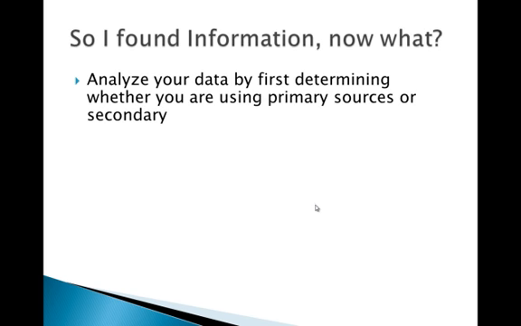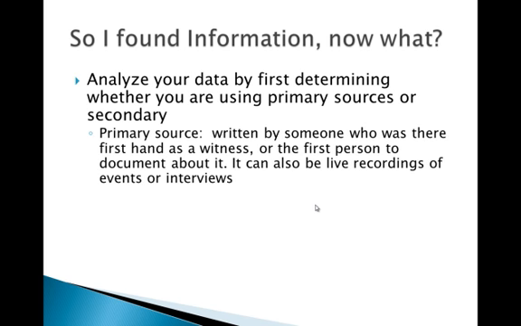So I found information. Now what? Analyze your data by first determining whether you're using primary sources or secondary sources. A primary source is written by someone who was there, firsthand as a witness, or the first person to document it. It can also be live recordings of events or interviews. For instance, if we're talking about World War II, an interview with somebody who is a World War II veteran is a primary source. You're getting information from somebody who was there.